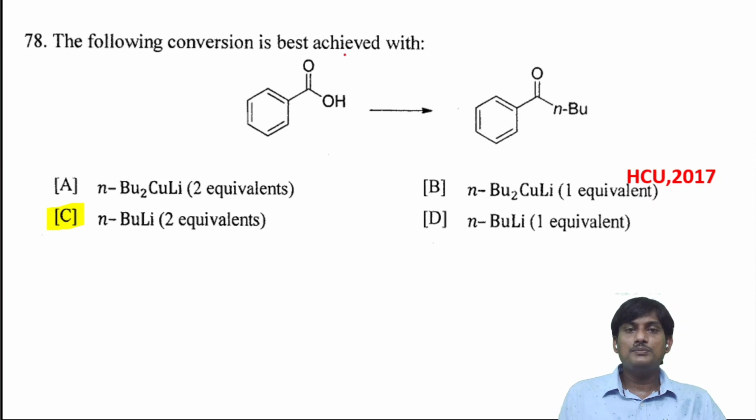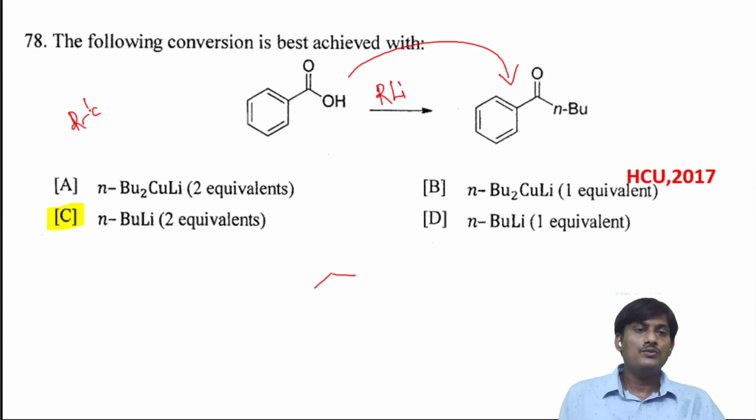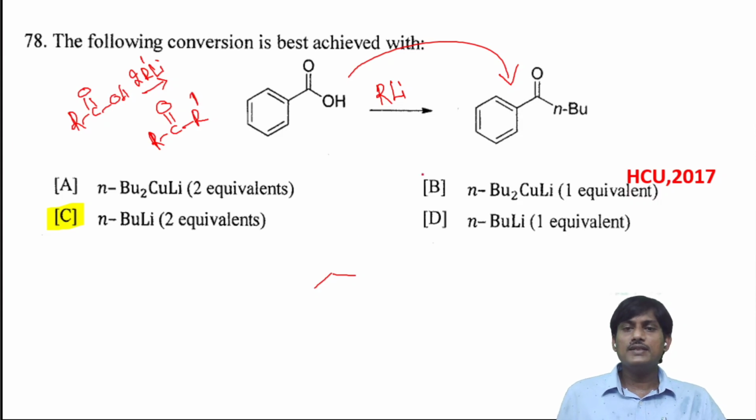The following conversion is best achieved with which reagent? Here we have taken carboxylic acids, and we have to convert carboxylic acids into ketone. When you treat a carboxylic acid RCOOH with two equivalents of alkyl lithium, say R dash, it will be converted into a ketone. So what is the correct option? If you take 2 moles of n-butyl lithium, this carboxylic acid will be converted into ketone.